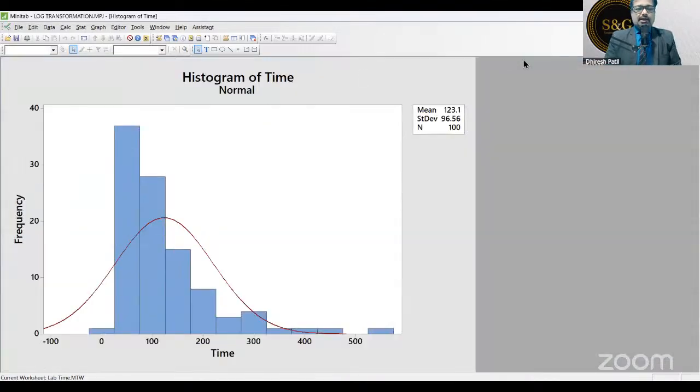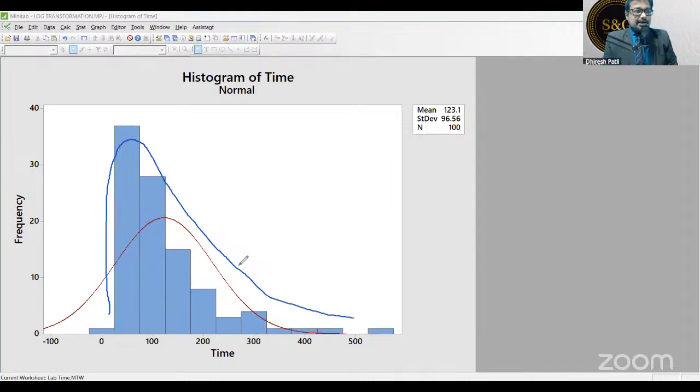Now tell me, is it a normal distribution data? Again, don't look at that red curve, because that can mislead you. See the bars behind that red curve. Is it looking normal distribution? Just give me yes or no in the chat. If you observe this very closely, you can see a pattern going like this. Yes or no?